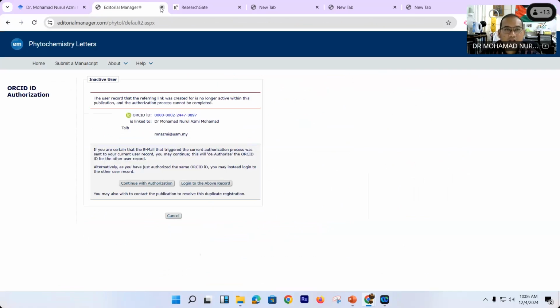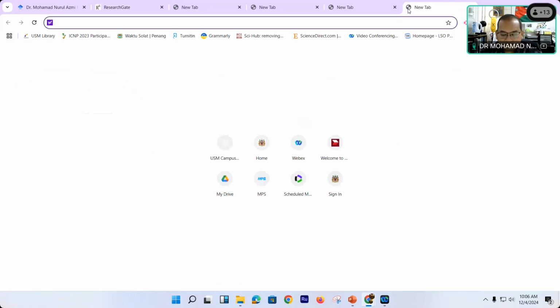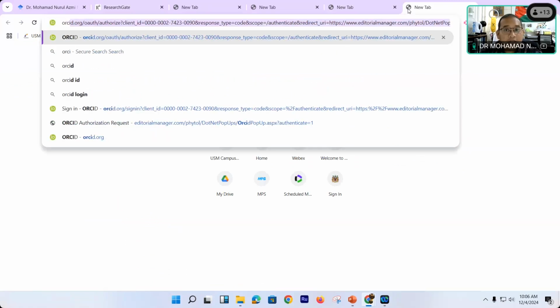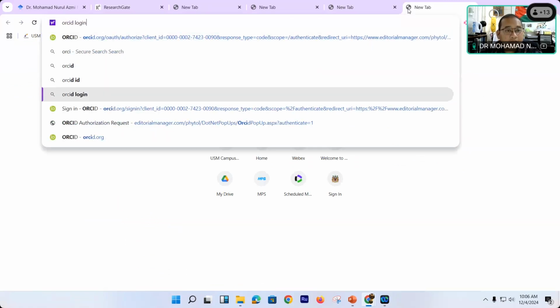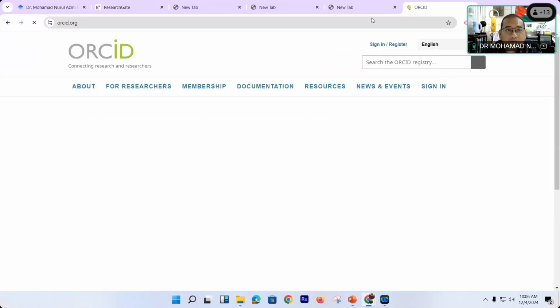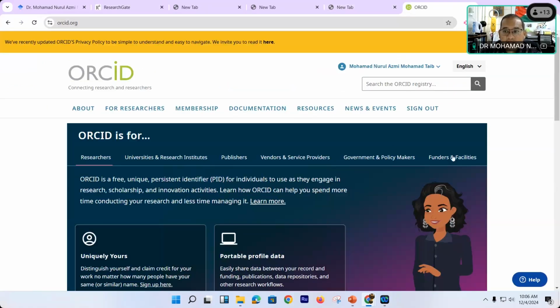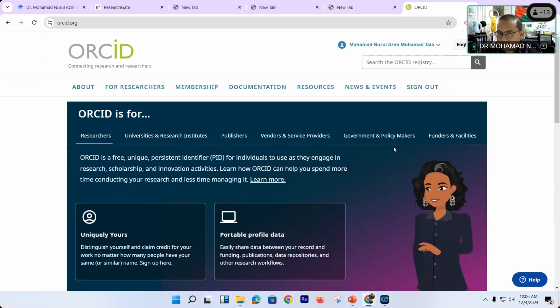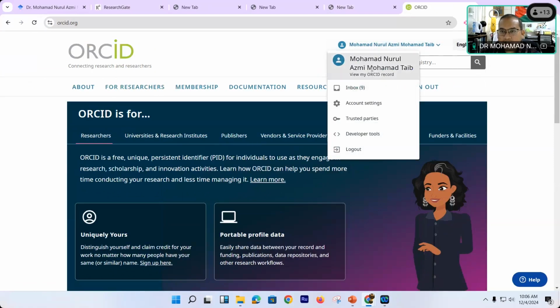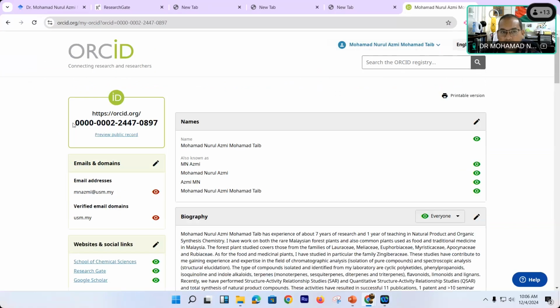Oh, so sorry. This is ORCID ID. ORCID ID. So ORCID ID has a similar function to Google Scholar, but it's more precise because they have our memberships. Okay, so for example, our profile. This is our ORCID ID.